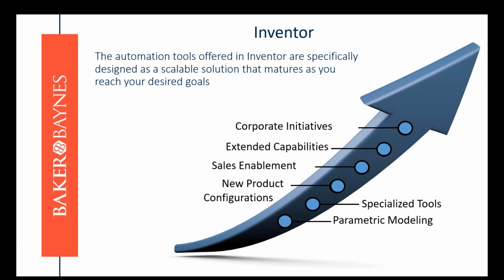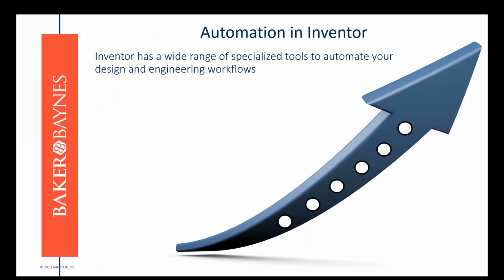So we have Inventor, which is first. Now, design automation is something that grows with you as an engineer and as a company. Everything you do, big or small, has a positive impact. It is also scalable. The work you do today, even on a small project, can later be repurposed for the next level in automation. You never lose the work you put into a project. All right, now we will talk about parametric modeling, specialized tools, new product configurations, sales enablement, extended capabilities, and also corporate initiatives. So the first thing, core Inventor.